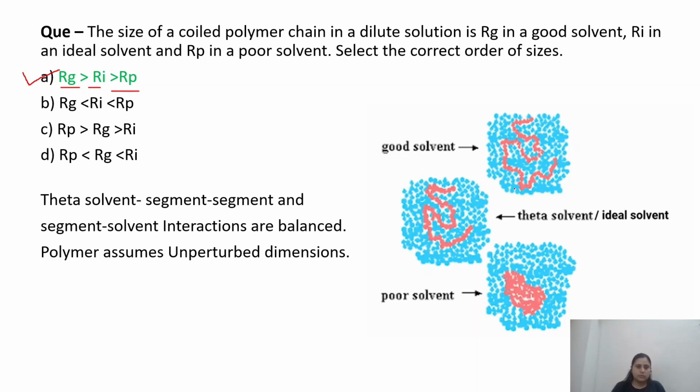So let's talk about the theta solvent. What happens in the theta solvent is that segment-segment and segment-solvent interactions are basically balanced. So the polymer will be in the unperturbed state. It will be neither in the expanded form nor in the contracted or coiled form.